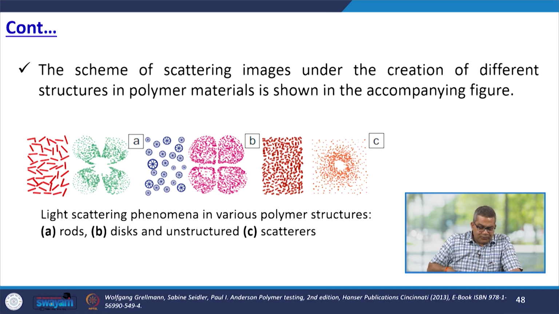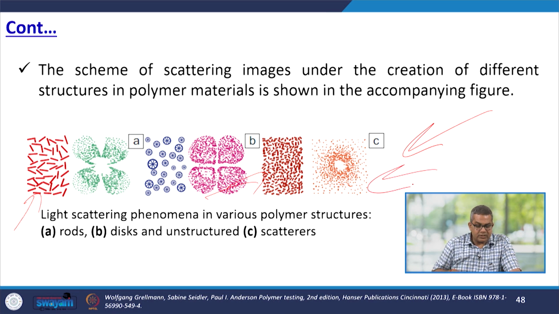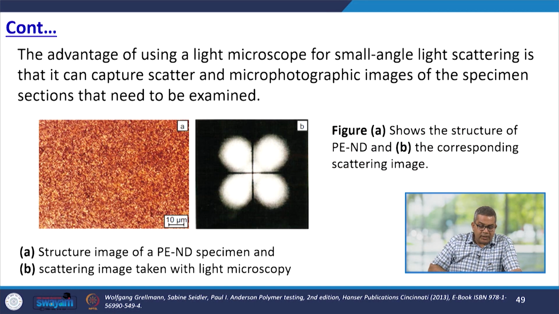Now, you can see the light scattering phenomenon from various polymer structures like rods, different types of discs, and unstructured scatterers. This is the scheme of a scattering image under the creation of different structures in polymer materials, as shown in this particular figure. The advantage of using a light microscope for small angle light scattering is that it can capture the scatter and a micro photographic image of the specimen section that needs to be examined. Now, this particular figure shows the structure of PEND and the corresponding scattering image.